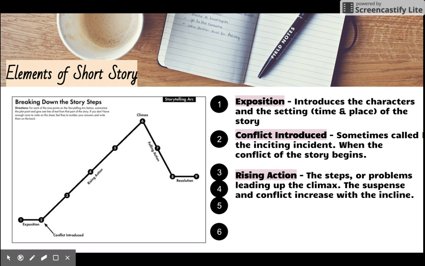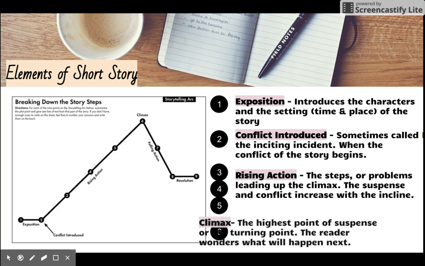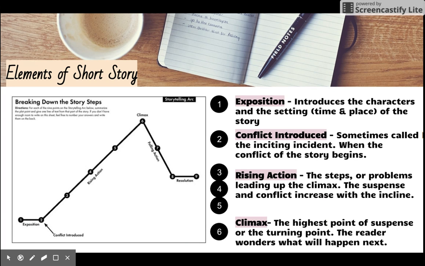Numbers 3, 4, and 5 are the rising action. So these are the steps or problems leading up to the climax. The suspense and conflict increase with the incline. So you'll see that 3, 4, and 5 are kind of going up the scale. That means that each bit of rising action is getting more intense than the last. And the rising action leads up to the climax.